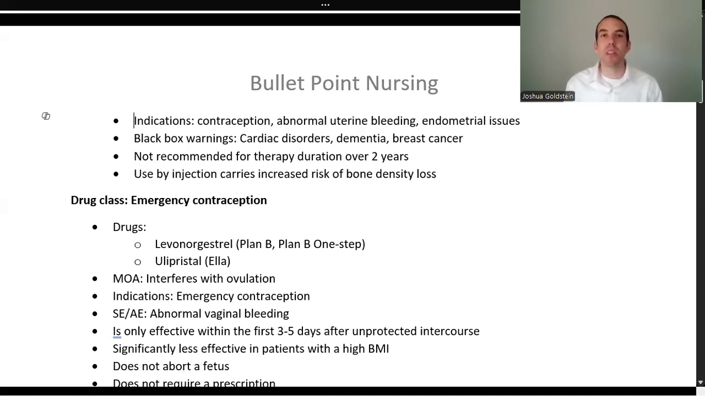However, they must be taken within the first 3 to 5 days. After 5 days, they're no longer effective at preventing that intercourse from resulting in a pregnancy. This is most effective the sooner it's taken. So even though it is effective up to 3 to 5 days, it still should be taken as soon as possible after unprotected sex. This medication is significantly less effective in a patient that has a high BMI.